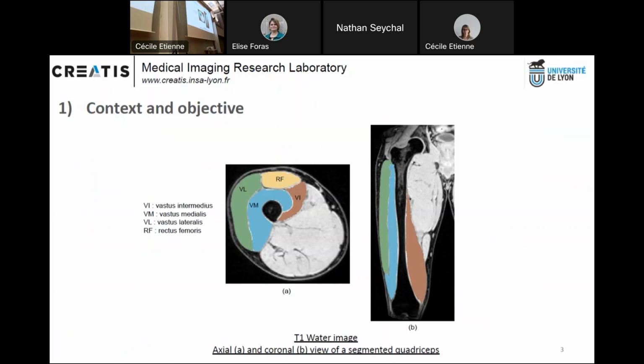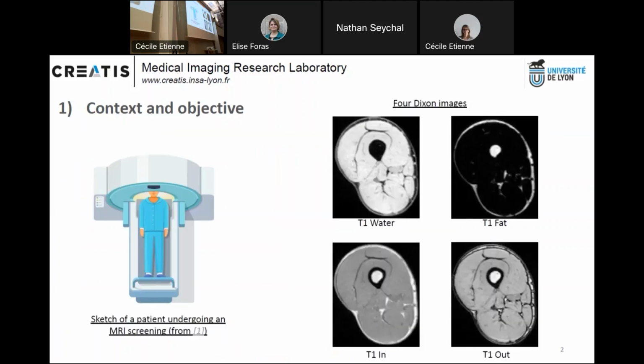And it's actually something that was already done with deep learning methods. However, when working with Dixon image like those, only the T1 water image was used, and the other 3 images were not put to use. And so what we wondered during my internship was whether using all of the images available, all of the information available, combined could improve the results that we have with deep learning networks.